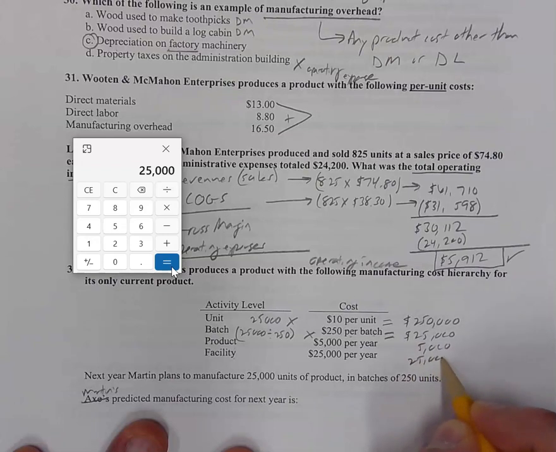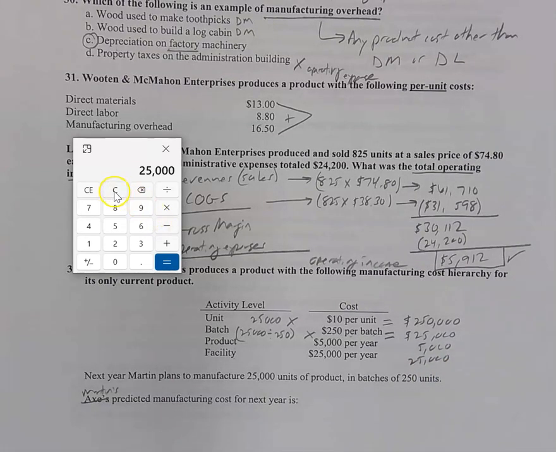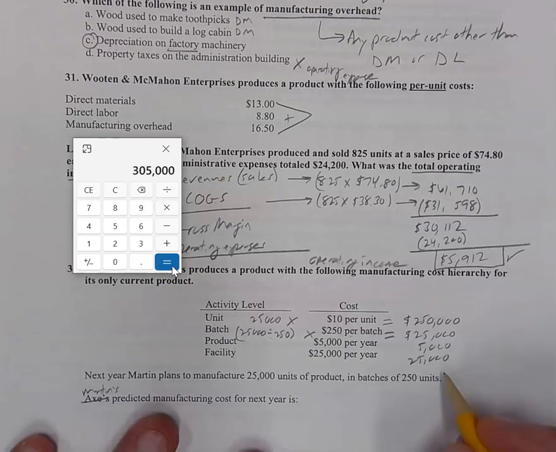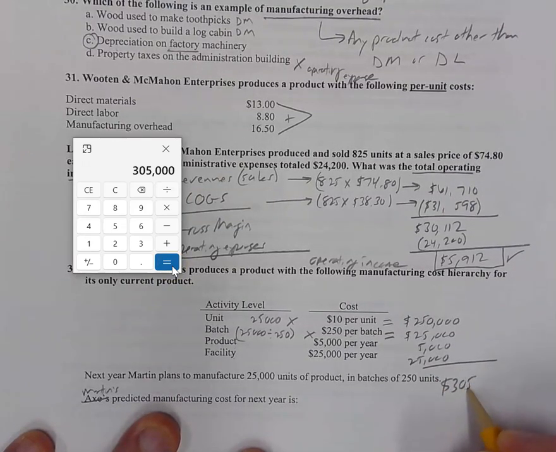And then with our product costs and our facility costs, we don't have to do anything. We can just plot those in there. So I'm going to start over on the calculator. We've got $250,000 in product cost at the unit level, plus $25,000 in batch activity level costs. Let's see here, plus $5,000 in product costs, or product line costs would be a better way to put that, and then facility cost of $25,000. Going to give us a grand total of $305,000.